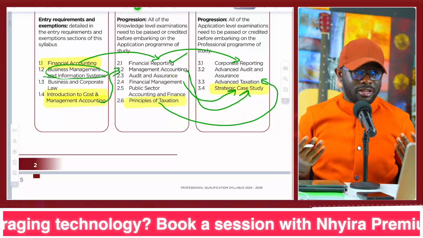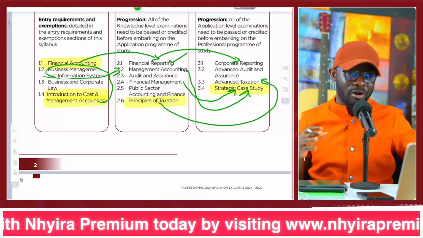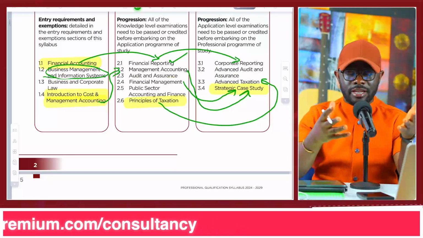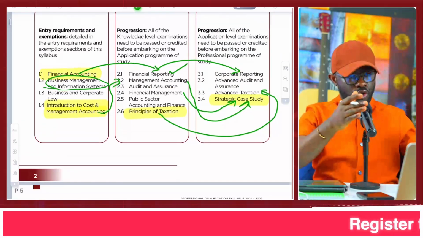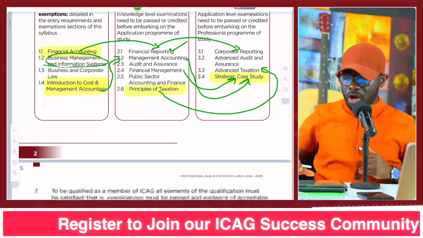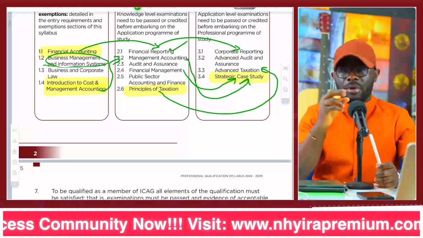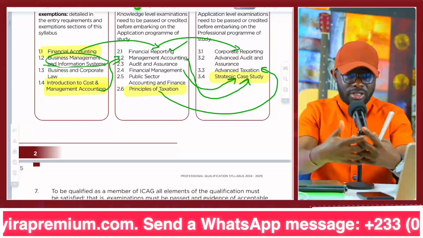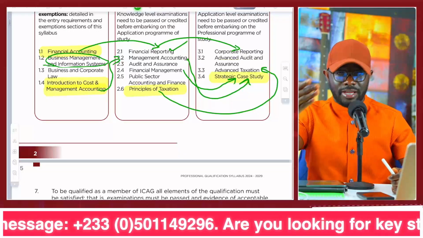Then public sector accounting and finance, which is more or less like financial reporting in the public sector environment. Then it comes to level 3, and that is where we're going to have corporate reporting, advanced audit and assurance, then advanced taxation and strategic case study. So these are the levels and progression of papers generally at the end of the day. Now, it is important you understand that to optimize your chances of passing the examination, you must know the relationship that exists between the papers so that you know how to study those papers together as much as possible, and that is going to position you to ultimately pass the examination.